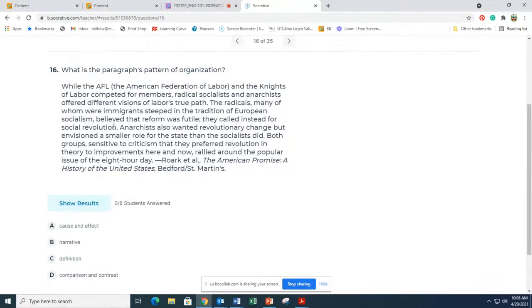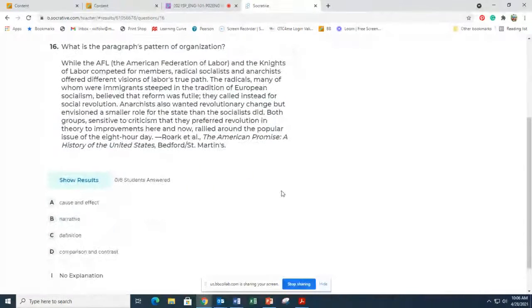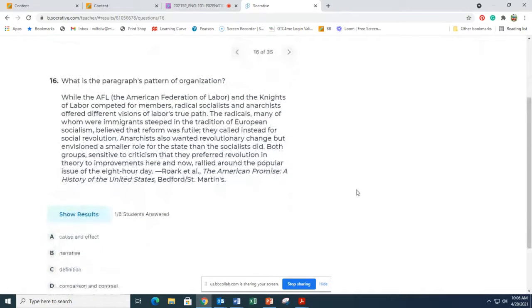So what is the paragraph's pattern of organization? Before we look at it, our options are: is this paragraph trying to show a cause and effect relationship, as in arguing this is what caused something to happen, or this was the effect of something that happened? Is it telling a story? Is it defining a concept or an idea for us? Or is it comparing and contrasting, which y'all are familiar with?